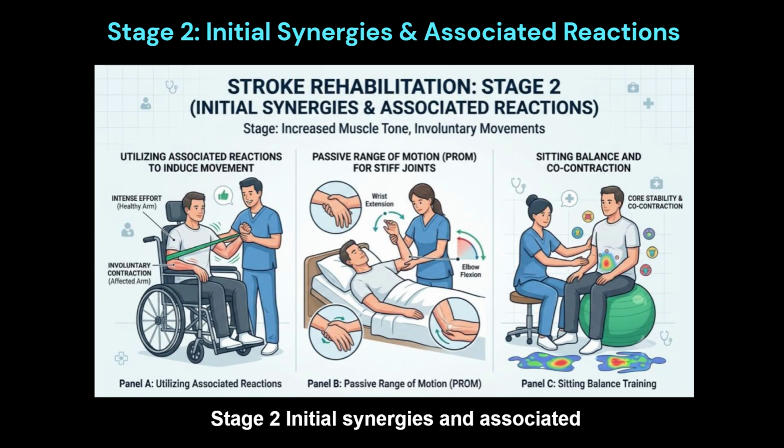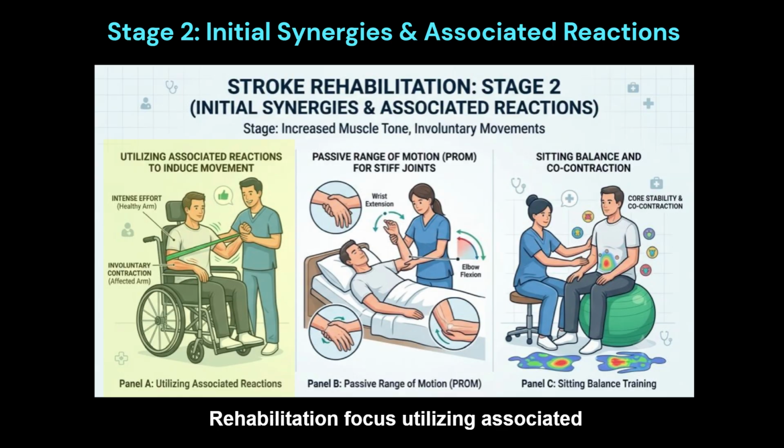Stage 2. Initial synergies and associated reactions. Characteristics. Muscle tone on the affected side begins to increase, showing signs of spasticity. When the healthy side exerts effort, involuntary muscle contractions occur on the affected side, associated reactions. Alternatively, the affected limb can only perform gross, synergy pattern movements, limb synergies, and cannot isolate individual joint movements.